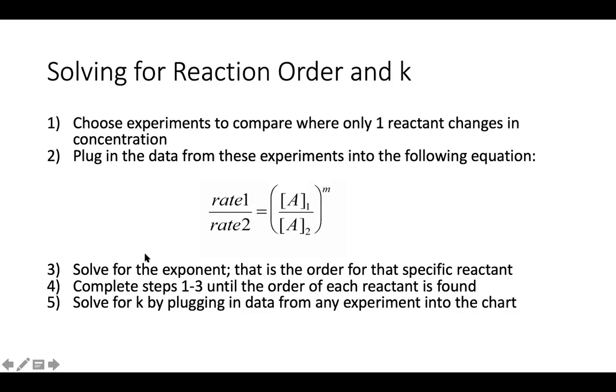Once you do that for a single reactant, you're going to go back and do it with all the other ones. And once you have the order of every single reactant, then you can find k by plugging in data from any trial or experiment given. This is your typical way of solving.